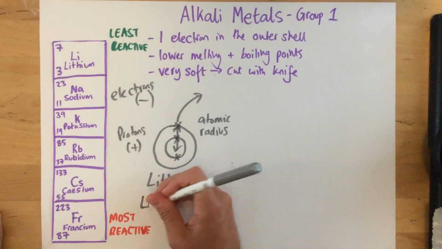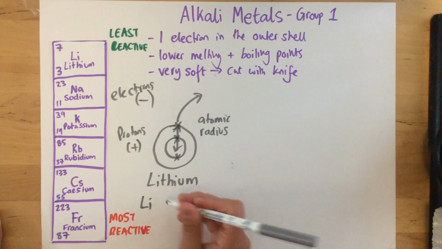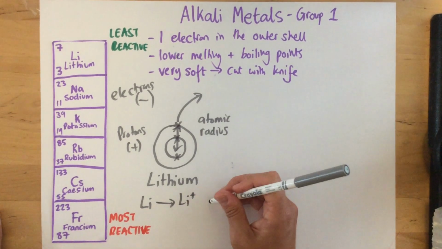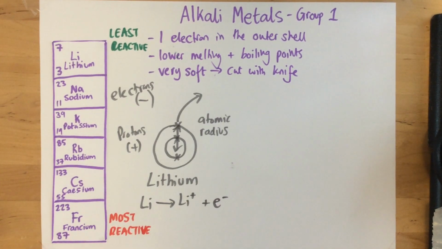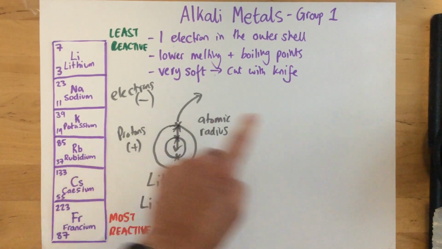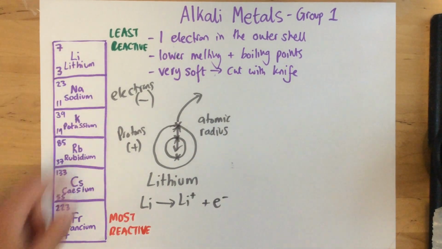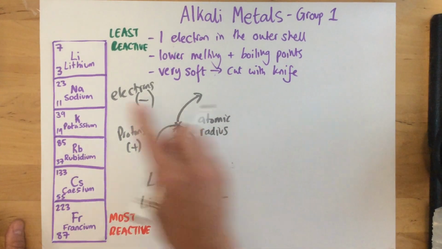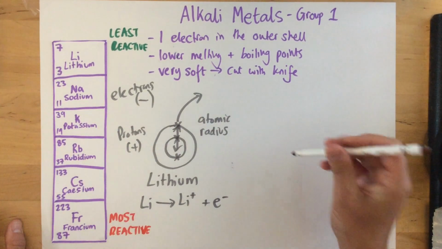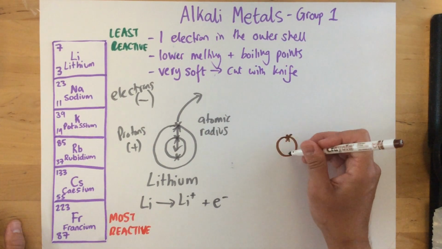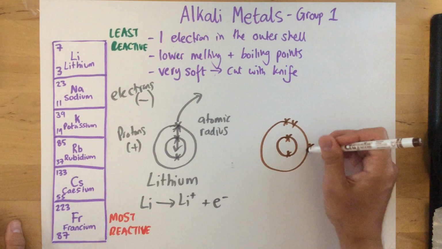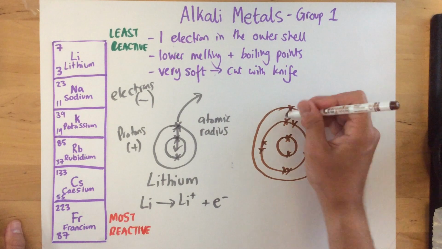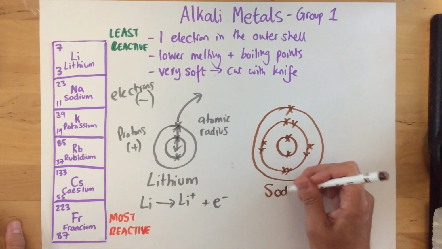So this is what's happening when lithium forms an ion. It starts off as an atom, then we form a lithium ion, and we have an electron. So let's have a look at this compared to sodium, which is slightly more reactive than lithium. So if I look at the atomic number here, I can see that it has 11 electrons. So I'll just draw this quickly. 1, 2, 3, 4, 5, 6, 7, 8, 9, 10, and 11. So this here is sodium.